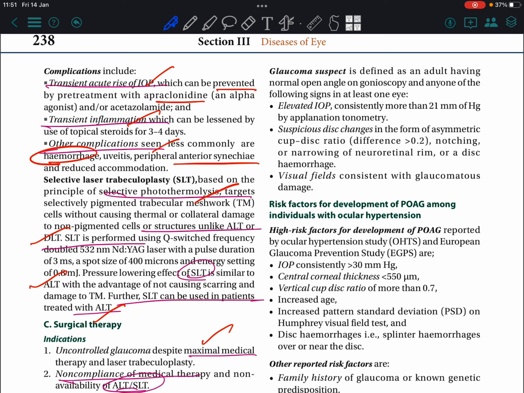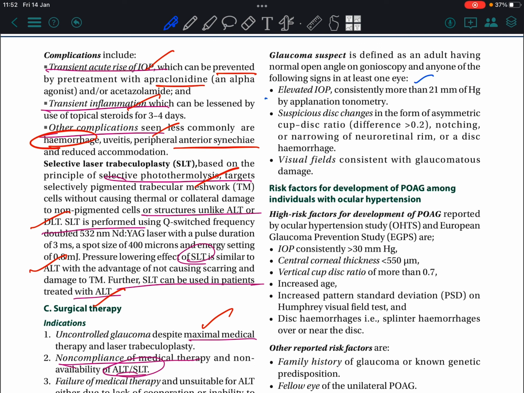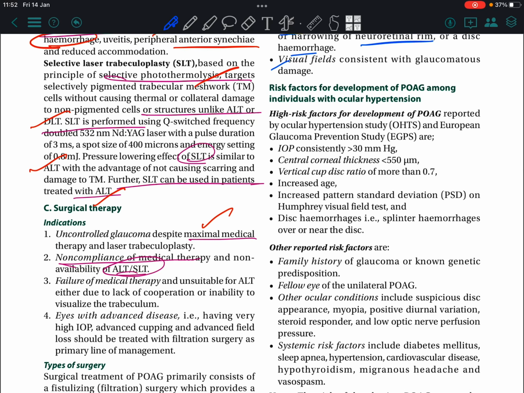Glaucoma suspect is defined as an adult having a normal open angle on gonioscopy and any one of the following signs in at least one eye: elevated IOP more than 21 mmHg, suspicious disc changes in the form of asymmetric cup disc ratio difference greater than 0.2, notching, narrowing of neuroretinal rim or disc hemorrhage, visual fields consistent with glaucomatous changes. Risk factors for development of POAG among individuals with ocular hypertension.